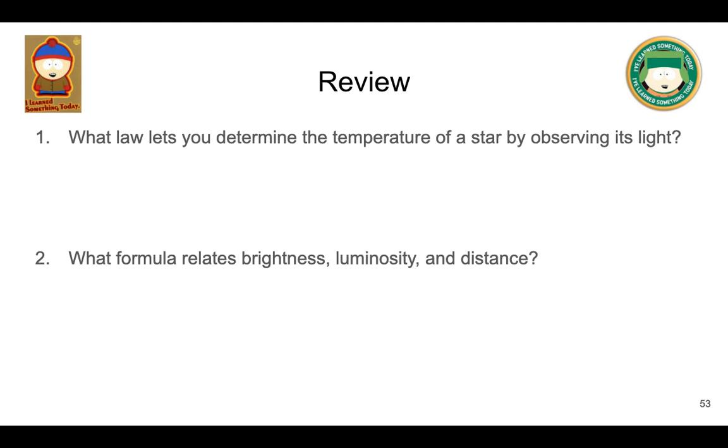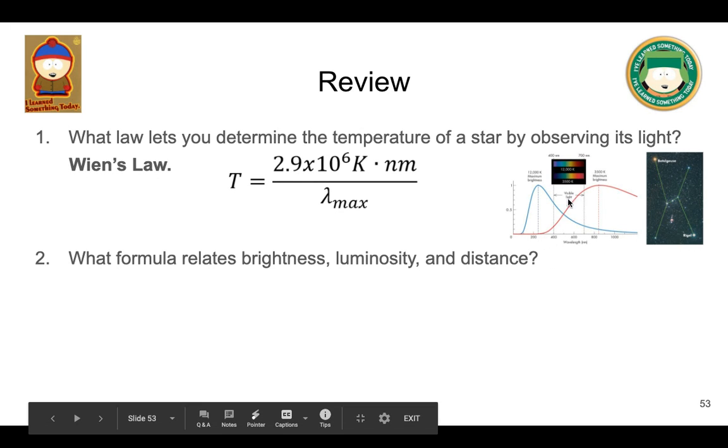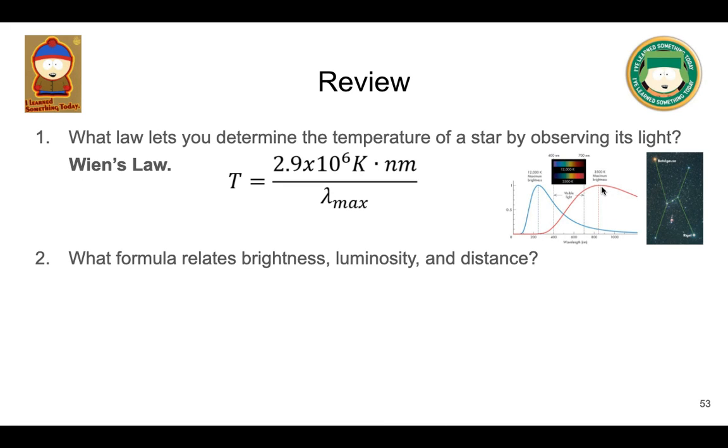So, a quick review. What law lets you determine the temperature of a star by observing its light? This is an oldie but a goodie. We've been doing this one for several chapters now. This is Wien's law. Look at the light. Let's just look at this red one here, which would be the light from Betelgeuse. Figure out at what wavelength Betelgeuse is putting out the most light, plug that wavelength into this formula, and it gives you the temperature. So Wien's law, very useful.